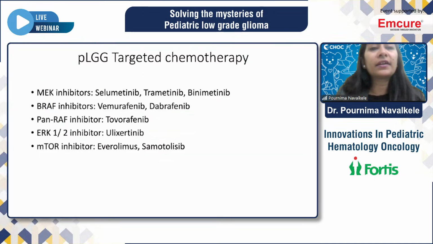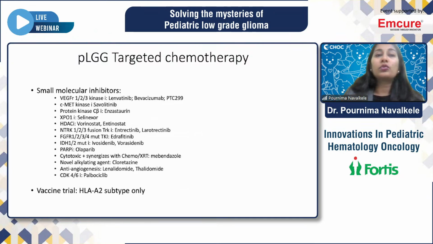The PLGG targeted treatments involve MEK inhibitors such as selumetinib, trametinib, and binimetinib, BRAF inhibitors such as vemurafenib and dabrafenib, pan-RAF inhibitors such as tovorafenib, ERK inhibitors such as ulixertinib, and mTOR inhibitors such as everolimus and samotolisib. So there is a bunch of small molecule inhibitors which can be used for targeted treatment for PLGGs. I won't go through all of these, but as you can see, based on the type of molecular abnormality, fusion, or mutation, you can use specific oral targeted agents.